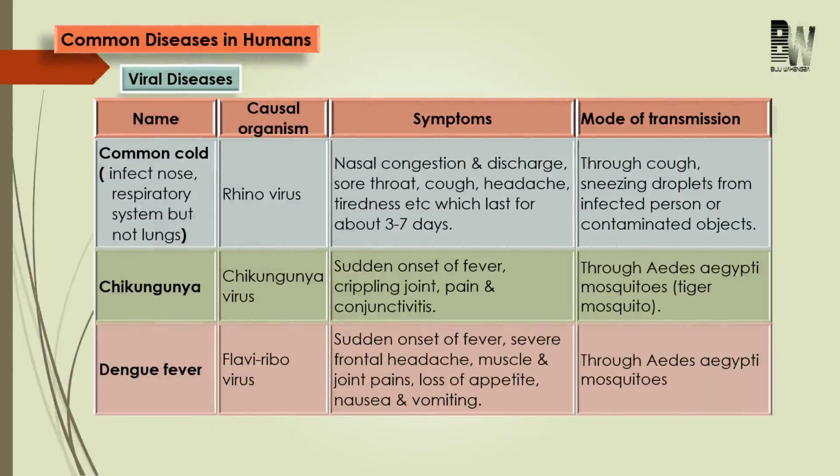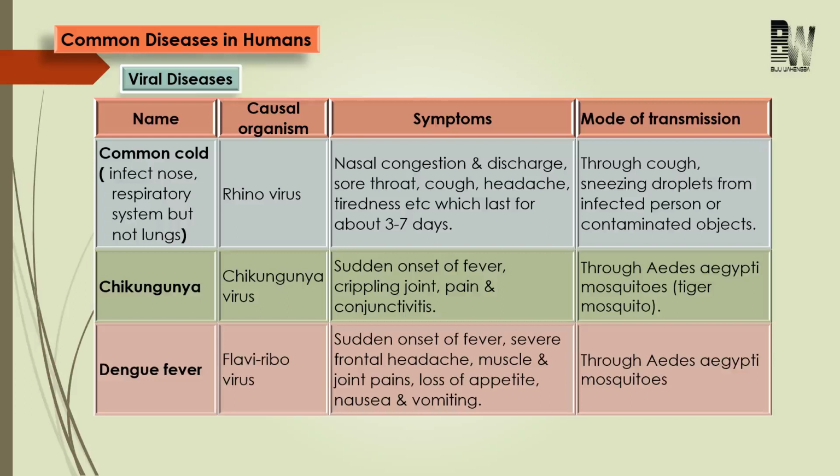Next, viral disease, the common cold. The common cold is caused by rhinovirus, and this virus enters the body through inhalation of droplets from an infected person or through contaminated objects. This virus usually attacks the nose and respiratory pathway, but it does not infect the lungs. So here I will remind you of one important point. In case of pneumonia, the lungs are infected, but in case of the common cold, the lungs are not infected.